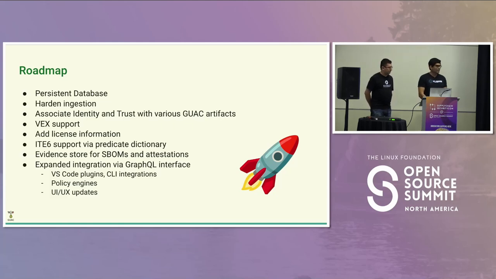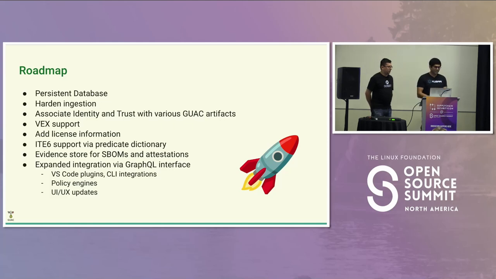ITE6, this is the in-toto attestation types, right? There's various in-toto attestation types, there's runtime, there's Sky, and so forth. So getting all that stuff ingested. And the predicate dictionary, like Mihai mentioned, right? So that would make it easier for us. So not recompiling, right? If new types of attestations come out, we can support that via the predicate dictionary. The evidence store, like I spoke about briefly, is like, if you want to store the SBOMs and other attestations in an evidence store that you can quickly go query and pull up the information, that's also possible, and we want to do that.